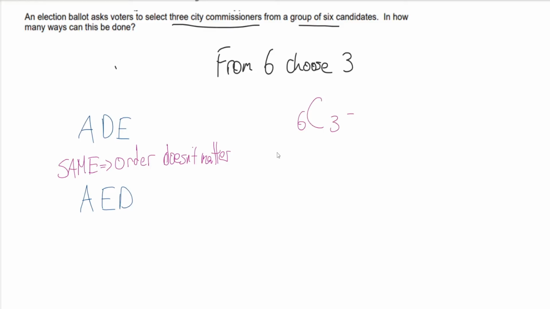6 choose 3. 6 factorial over 6 minus 3 factorial over 3 factorial, so 6 times 5 times 4 over 3 times 2 times 1, which is just 20. Boom. I think we got it. 20 ways.